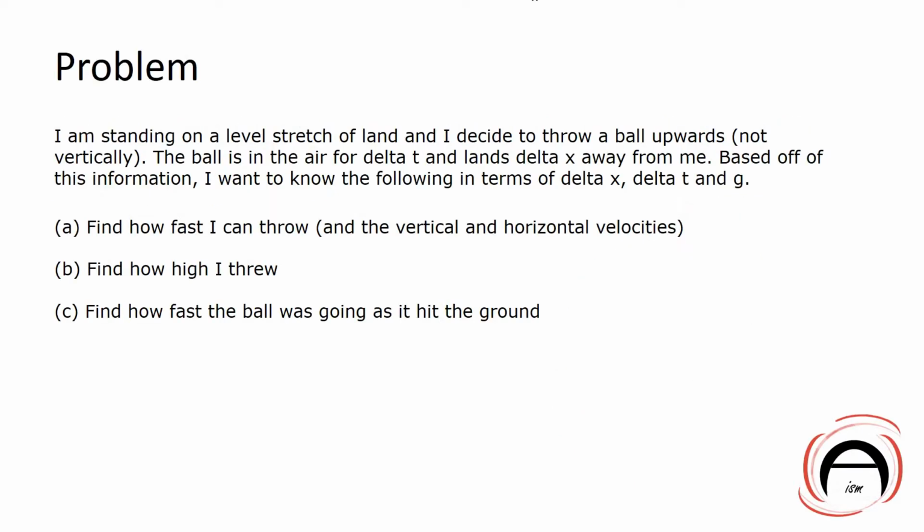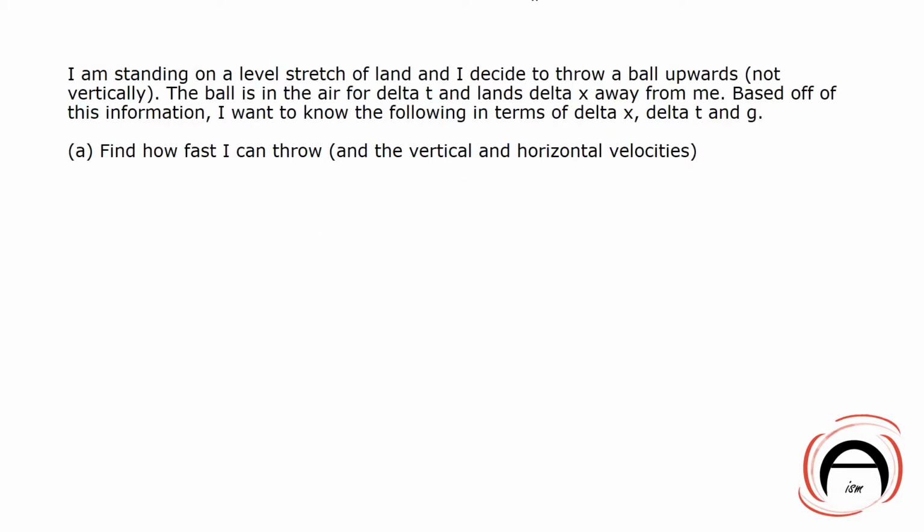I am standing on a level stretch of land and I decide to throw a ball upwards. Not vertically upwards, or not straight up, but up. The ball is in the air for delta t and lands delta x away from me. Based off of this information, I want to know the following in terms of delta x, delta t, and g. So I want to find how fast I can throw, how high I threw, and how fast the ball was going as it hit the ground. So let's get started on part A.